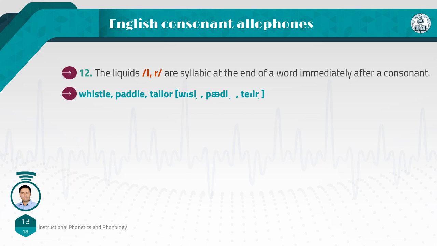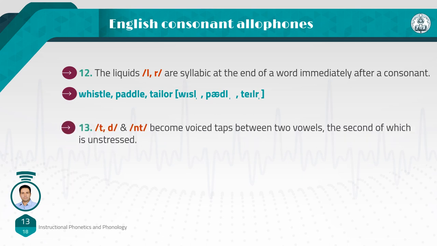So when the liquids come at the end of a word, immediately after a consonant, if you pay attention, we say whistle. So t is a consonant. Or for example, paddle. This d is a consonant. Taylor. Again, this l is a consonant. Here, the liquids are syllabic.